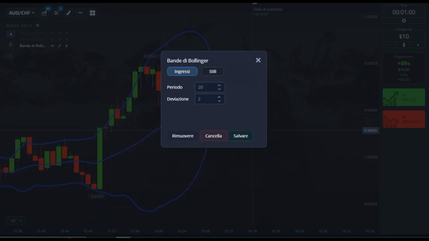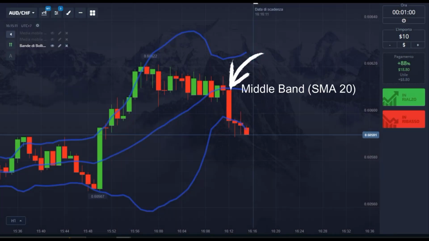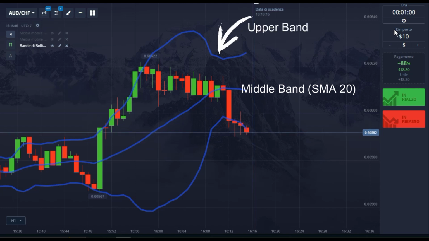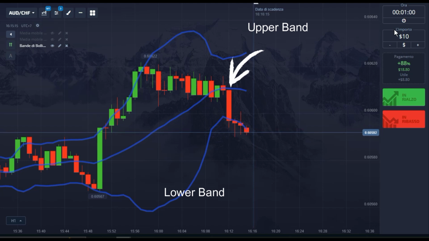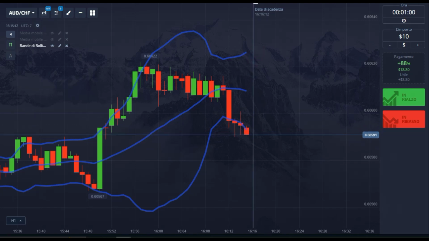Bollinger Bands are made up of 3 lines, a simple moving average and 2 standard deviation bands, one upper and one lower. The moving average represents the average price of an asset over a specific period of time, while the standard deviation bands are positioned above and below the moving average at a distance that depends on market volatility.